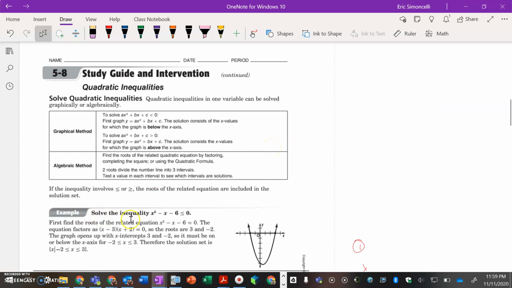Solve the inequality x squared minus x minus 6 less than or equal to 0. First, find the roots of the related equation, x squared minus x minus 6 equals 0. The equation factors as such. So you have x minus 3 and x plus 2, and that equals 0. Your two roots should be 3 and -2, right? If you set the factor of x minus 3 equal to 0 as well as x plus 2, you get 3 and -2. Turns out that -2 and 3 you can draw on the number line.